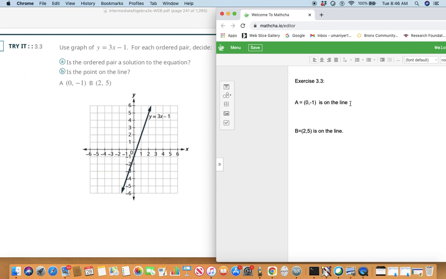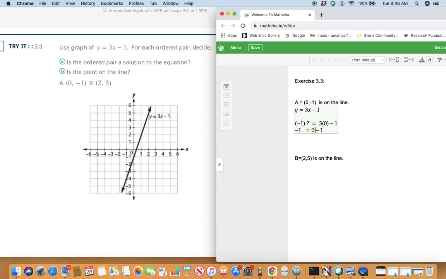Now let's check whether these points solve the equation y equals 3x minus 1. What do we do? Substitute x equals 0, y equals negative 1 and see whether you get an equality. Y is negative 1. You want to see whether it is equal to 3 times 0 minus 1. Left hand side is negative 1. Is it equal? 3 times 0 is 0, minus 1 is negative 1. Yes, it is equal.